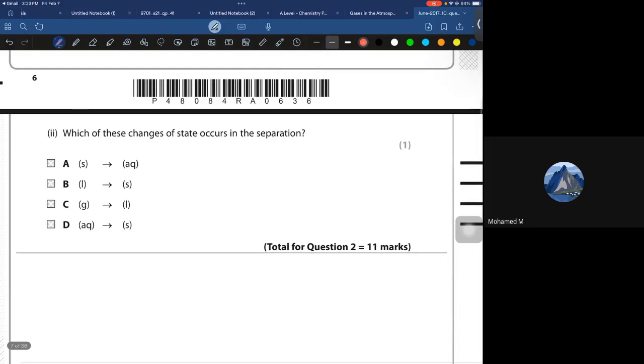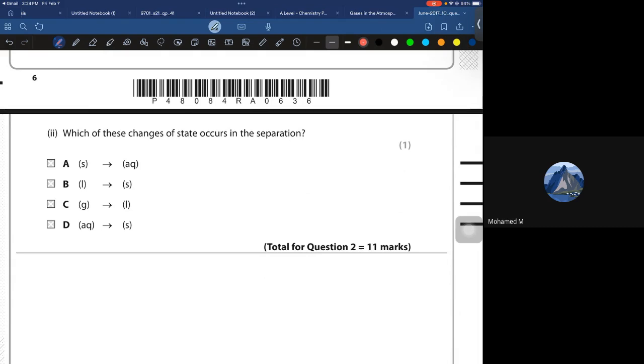Which of these changes of state occurs in the separation? Separation would be, okay, so it would go from liquid. It would be aqueous to solid. No, it would be, yes, aqueous to solid. No, no, solid to aqueous. Sorry, no. Liquid to solid or gas. What?